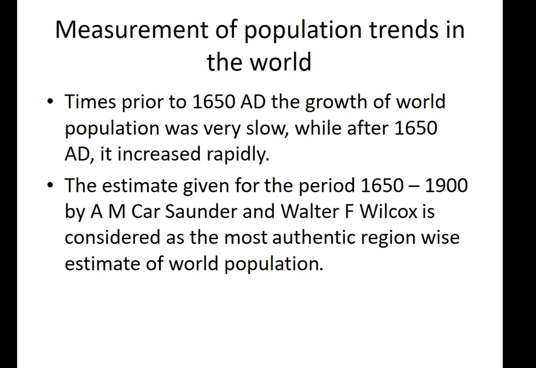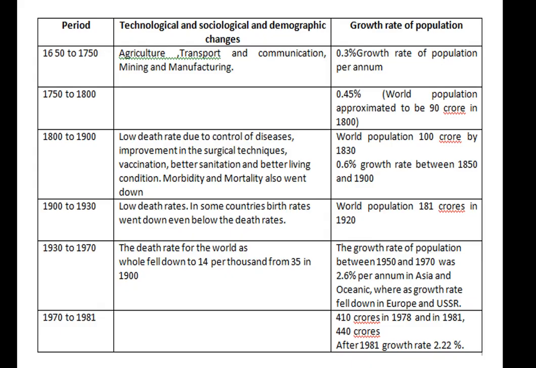Now let's look at the population trends in the world. In times prior to 1650 AD, the growth of world population was very slow, while after 1650 AD, it increased rapidly. The estimate given for the period 1650 to 1900 by A. M. Carr-Saunders and Walter F. Wilcox is considered the most authentic region-wise estimate of world population.